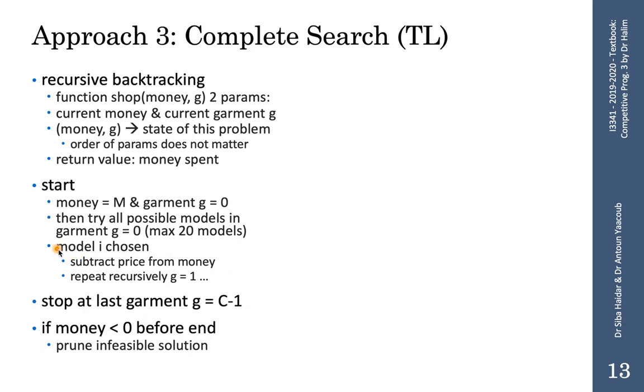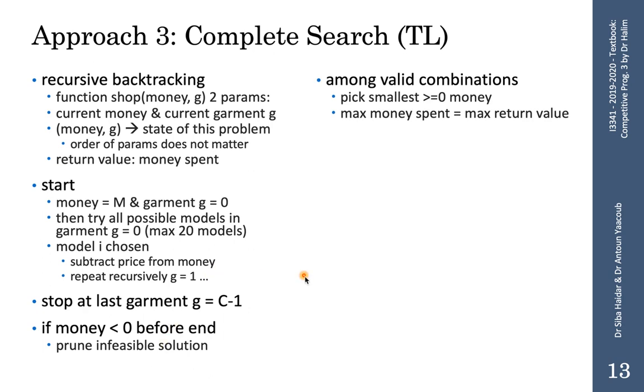So model i is chosen, I subtract the price from the money because I spent this money, and then I repeat recursively for the next one. And when do I stop? I stop when I reach the last garment, which is g equals c, or we can consider the base case is the next one, which is g equal c, not c minus 1. And whenever I'm iterating the recursive function shop, if I receive a negative amount of money, that means I have no more money in my pocket, so I cannot buy the garment g. If this is not the end, I have to prune because this solution is infeasible. I have to stop early.